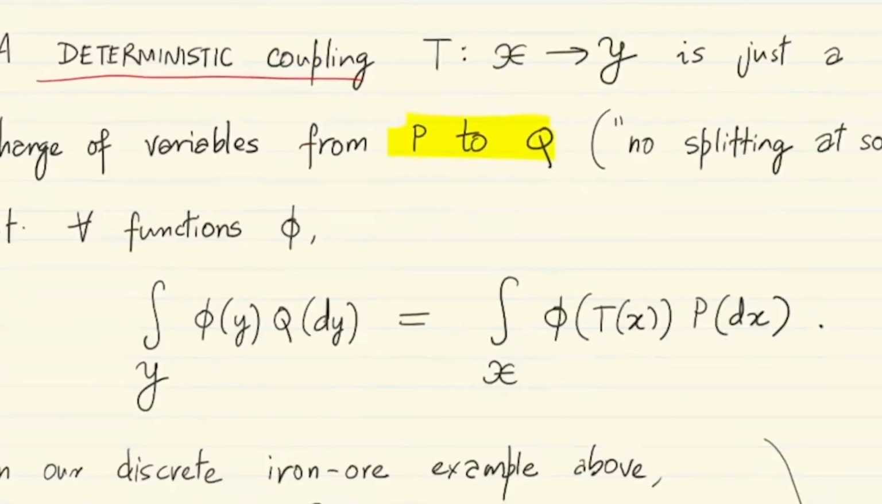So this is just a change of variables from P to Q, or in other words, for all nice enough functions phi, you have that the integral over y of phi(y) Q(dy) is the same as the integral over x of phi(T(x)). T(x) is essentially where x gets sent to in the y domain, integrated against the distribution P.